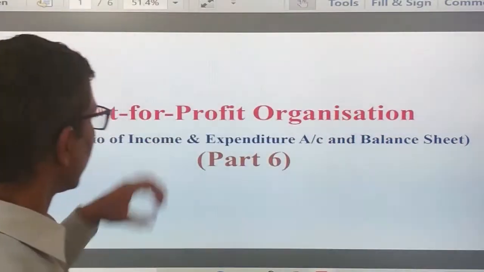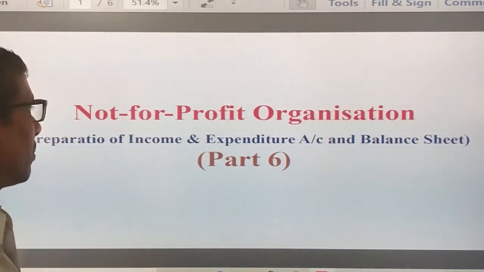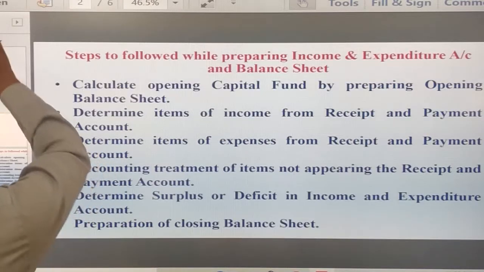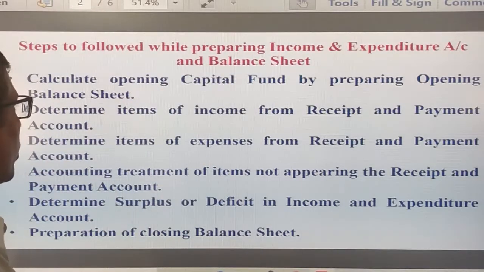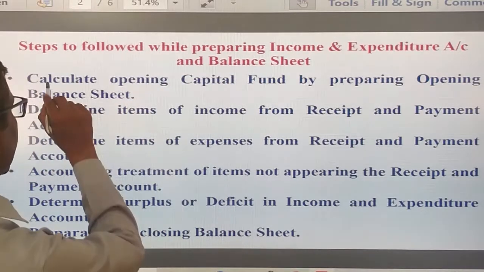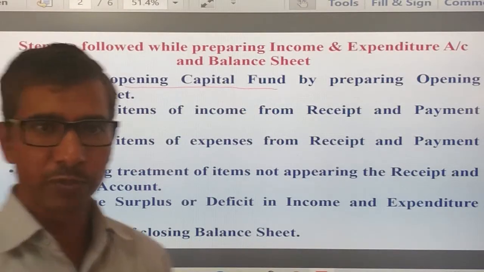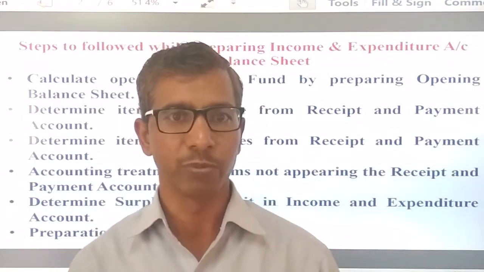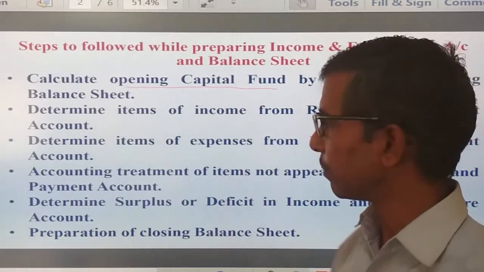First we have to discuss the steps to be followed while preparing income and expenditure account and balance sheet. The first step is to calculate the opening capital fund. It means first of all we have to prepare the opening balance sheet, and from this opening balance sheet we have to calculate the opening capital fund.